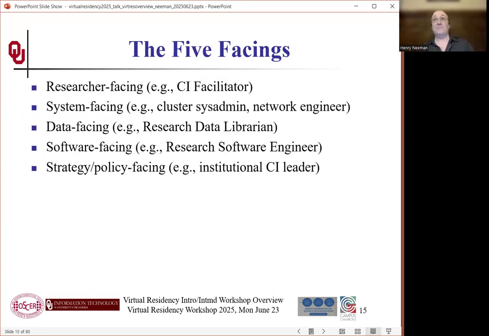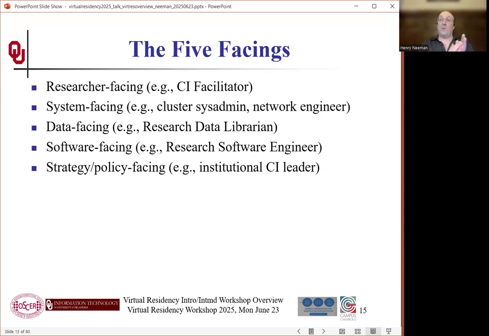Now, we talk about the five facings. This is the world of cyber infrastructure professionals more broadly. These are sort of the five roles, the five areas of responsibility that research computing professionals have. Researcher facing, like a facilitator, and that's not the only one, but that's an example. System facing, like a supercomputer system administrator or a network engineer, particularly a research network engineer. Data facing, like a research data librarian. Software facing, like a research software engineer, someone who develops software for research. And then strategy and policy facing, typically an institutional cyber infrastructure leader.